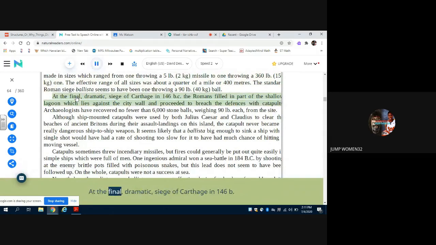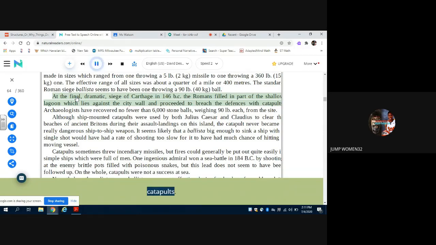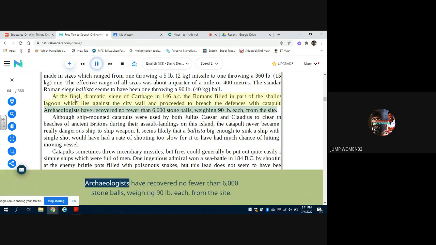At the final, dramatic, siege of Carthage in 146 BC, the Romans filled in part of the shallow lagoon which lies against the city wall and proceeded to breach the defenses with catapults. Archaeologists have recovered no fewer than 6,000 stone balls, weighing 90 pounds each, from the site.